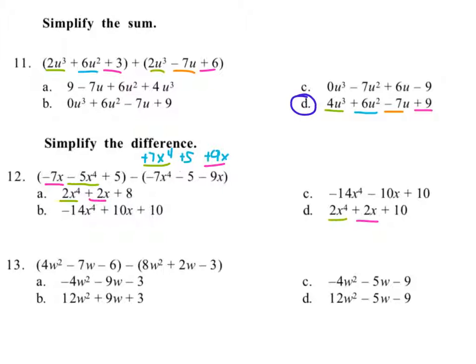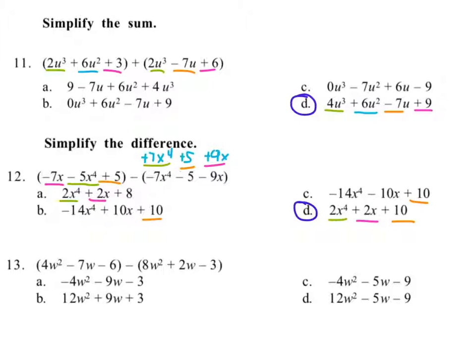And then finally, we've got our constant term of positive 5 here, and positive 5 here, and positive 5 plus positive 5 makes positive 10. And that's D. Well, C also has positive 10, and so does B. But those are already eliminated because they didn't have the other terms correct. So the only one that's got all of the terms correct is D. So it's D.